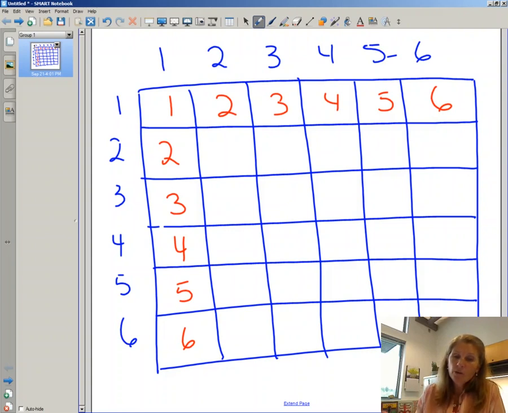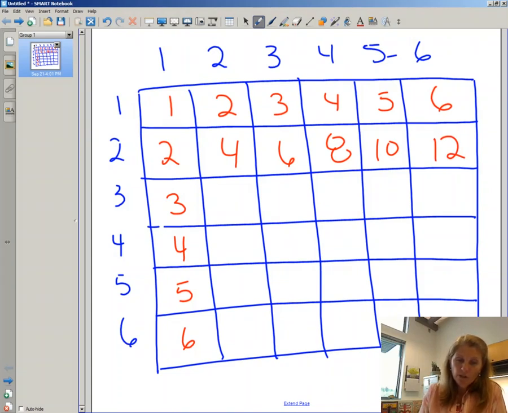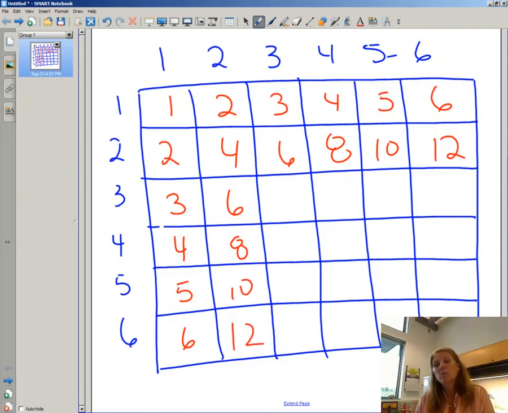Then I'm going to go through and do the 2's. 2 times 1 is 2, 2 times 2 is 4, 2 times 3 is 6, 2 times 4 is 8, 2 times 5 is 10, 2 times 6 is 12. And I'm going to go down this way. 2 times 1 is 2, 2 times 2 is 4, 2 times 3 is 6, 2 times 4 is 8, 2 times 5 is 10, 2 times 6 is 12. And you're going to want to make your chart maybe 11 by 11, but you're going to fill in less and less every time you go.